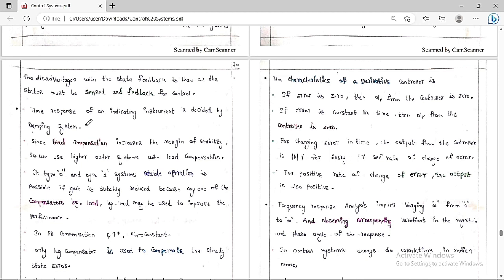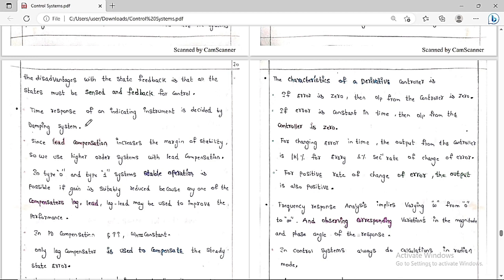Lead compensation means a PD controller. Lead means the zero is closer to the origin compared to the pole. With lead compensation, we add a dominant zero but an insignificant pole. Because of the dominant zero, the root locus shifts to the left half of the s-plane, so system stability increases. That is the reason we use lead compensation only for higher order systems.